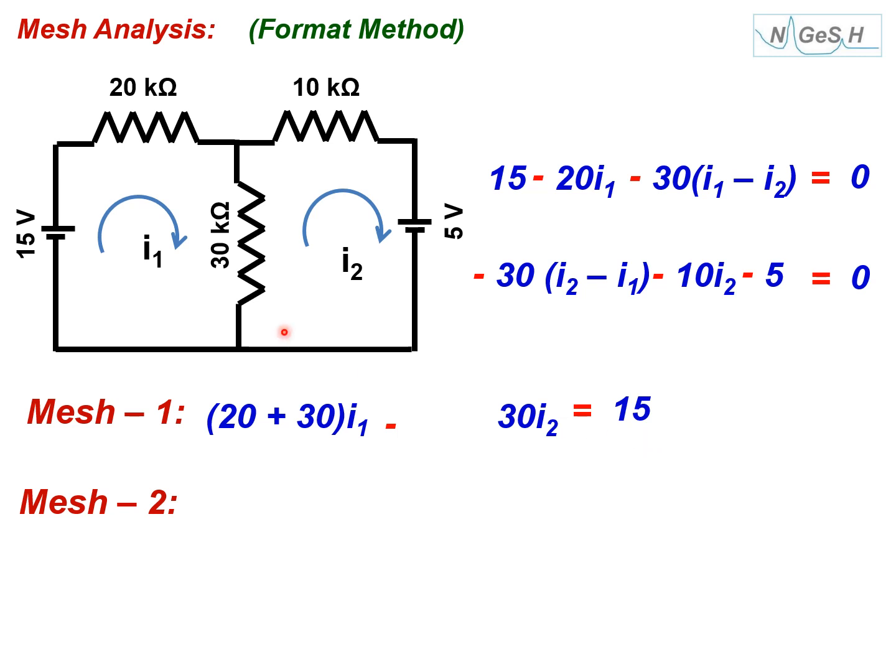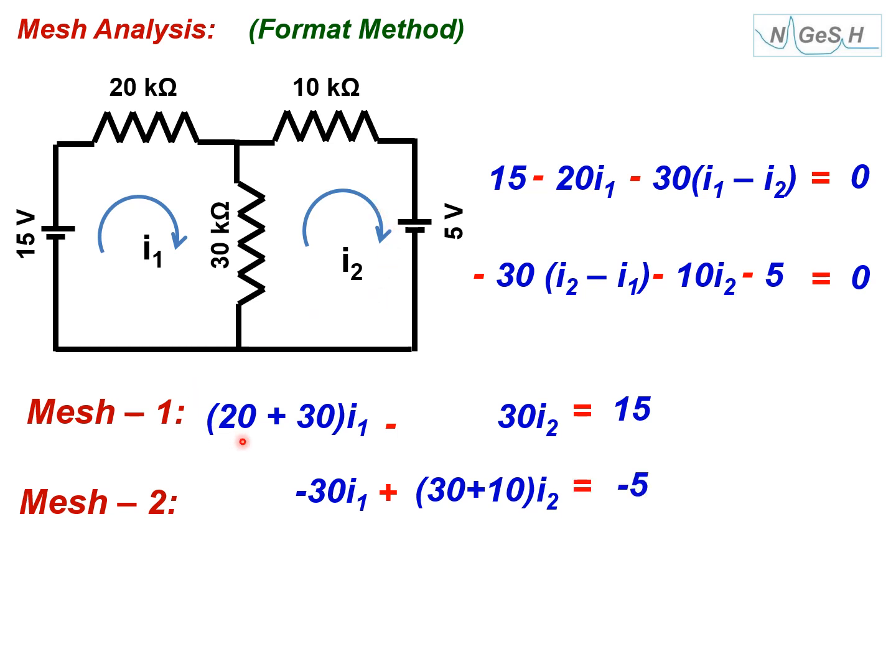Now coming to second mesh. Now mesh 2, I2 will be positive. Let's see where this I2 is flowing. I2 is flowing through this 30 kilo ohm and 10 kilo ohm. So 30 plus 10 I2. Are there any other currents flowing through this 10 kilo ohm? No. Are there any other currents flowing through this 30 kilo ohm? Yes, I1. So that will be negative 30 I1, equal to, now here current is going from positive to negative, so it is minus 5.